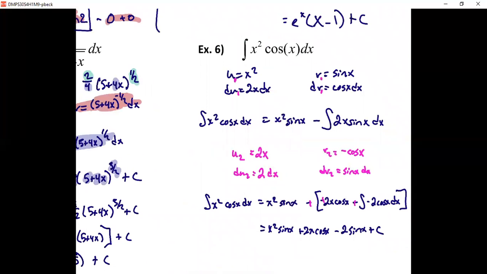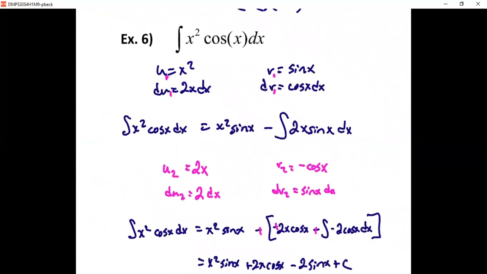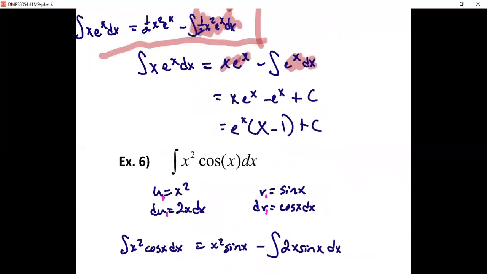Example number 6. Let me not give away everything too quickly. On example number 6, remember how I said cosine is the one that's a little bit more flexible to work with, and it doesn't go away if I differentiate it. Now the x squared will. So if I say u equals x squared, dv is cosine of x, uv minus the integral of v du.